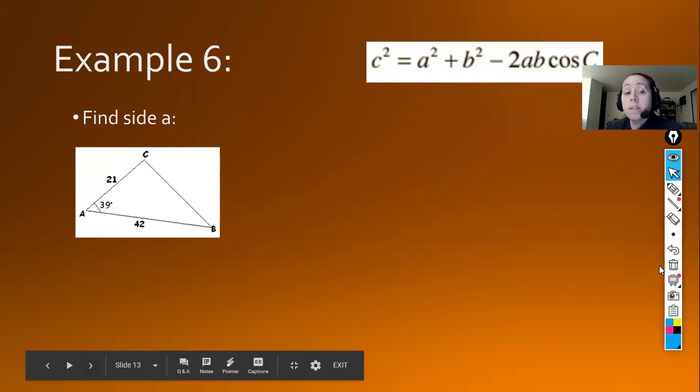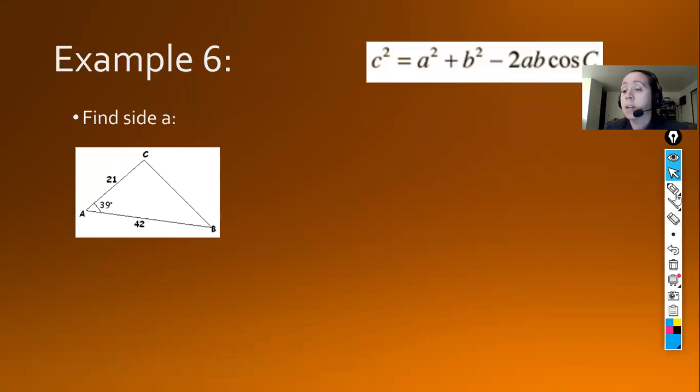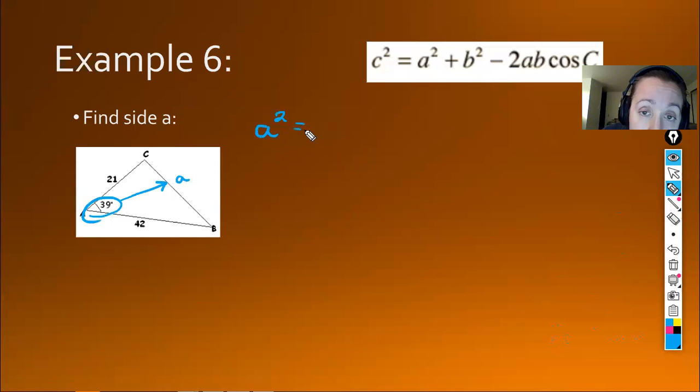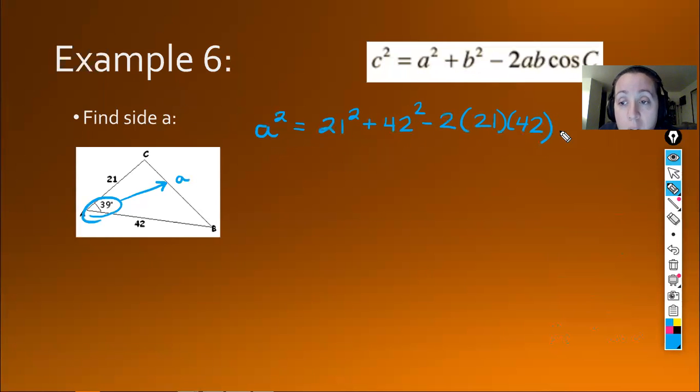Okay, so this time we're given two sides and an included angle. We want to find side A. So we're finding a side, so we don't need to do inverse cosine. It's just going to be a whole bunch of simplifying. So A is the angle I'm given. The side opposite is what I want to find, so that's what I start with. A squared equals my other two sides squared and added together, minus 2 times those sides, and then times the cosine of that angle A.